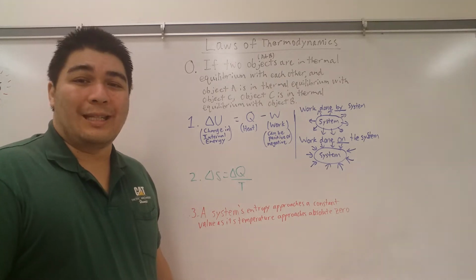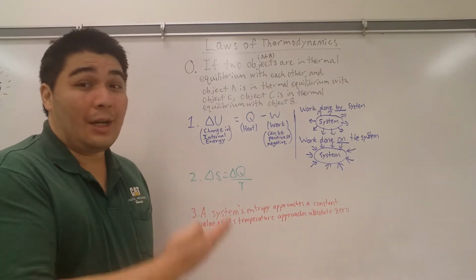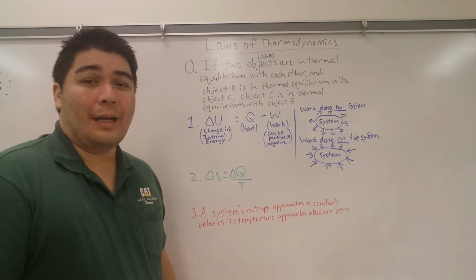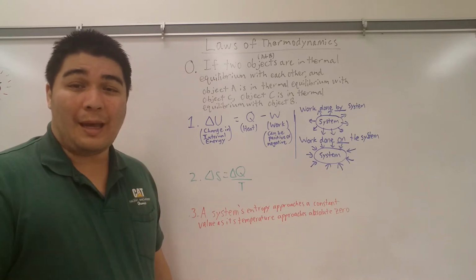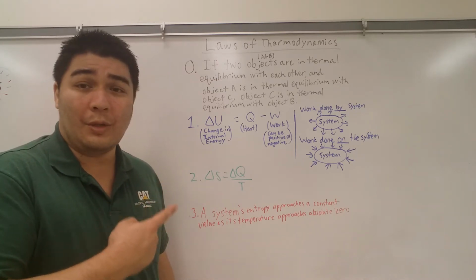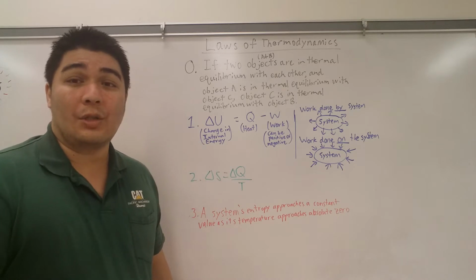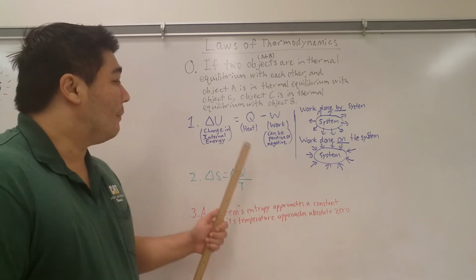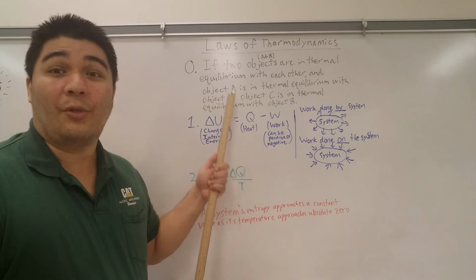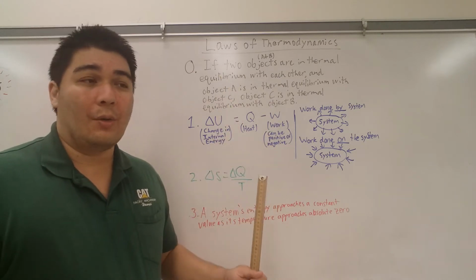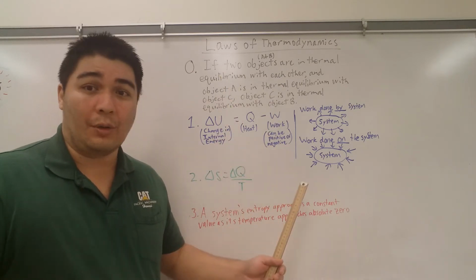Good afternoon, class. In today's video, what I'd like to do is go over the laws of thermodynamics. Now, I do realize that there are 4 of them, and they aren't listed in order of 1, 2, 3, 4. However, this is the historical way of writing it down. The zeroth law was actually the 4th law that was discovered or written down historically.